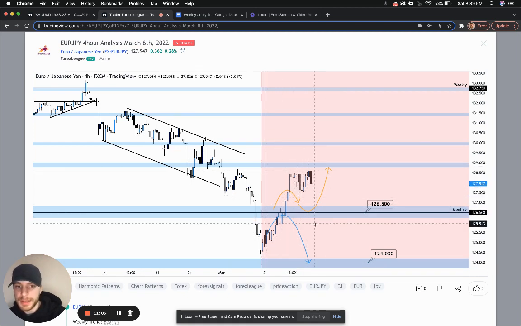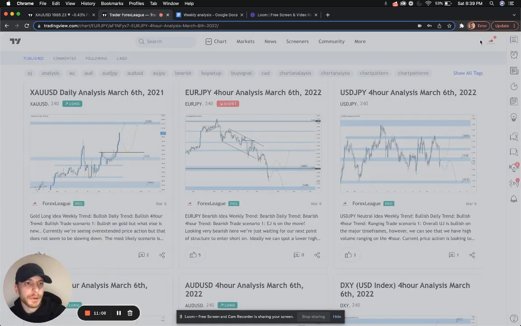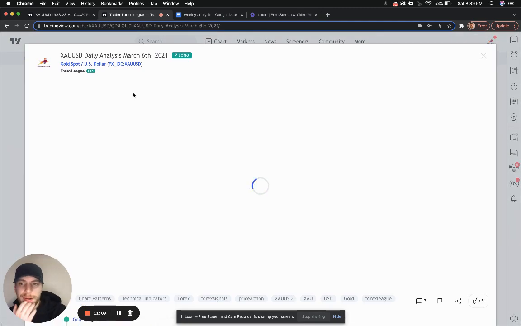Looks like it's following trade path 2. Still need to see a little bit more. So EJ is kind of low on the list. We'll have to wait on that one, see what happens.